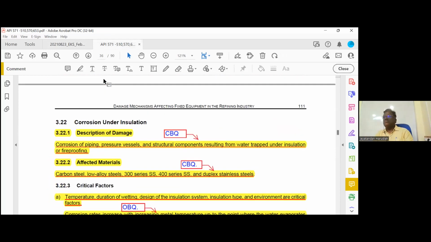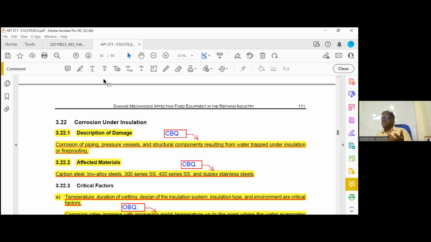This is one of the important damage mechanisms because it is covered in 3 code books. Here we have 570, where we have a separate chapter and a separate table also. CUI is covered in 574 also. So it is one of the damage mechanisms. Now, what is meant by CUI?